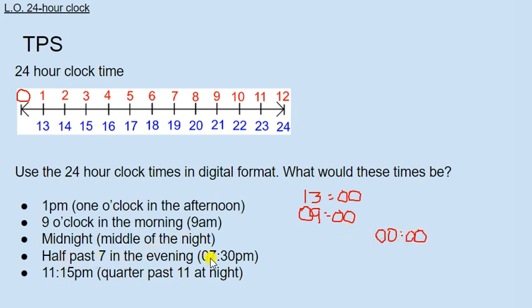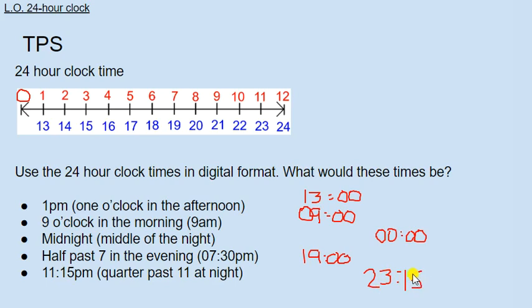And 7:30 in the evening. It's not going to be 7, it's going to be 19:30. And sometimes people will say 1900 hours, if you watch an American TV program. And then finally 11:15 p.m., so 11:15 at night. So we've got to think about that. We've got 1, 2, 3, 4, 5, 6, 9, 10, 11. So that's going to be 23, and then it's not on the hour because it's 15, so 23:15.